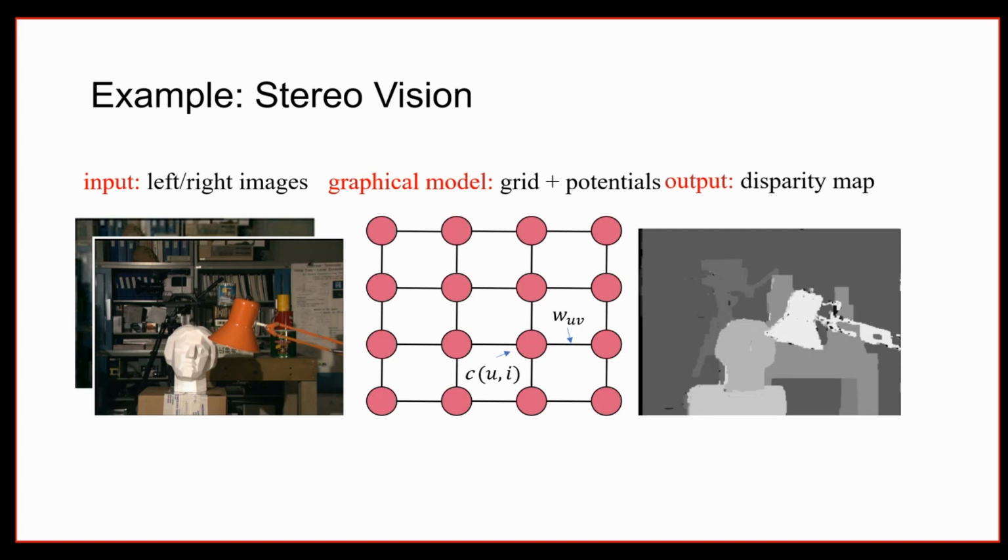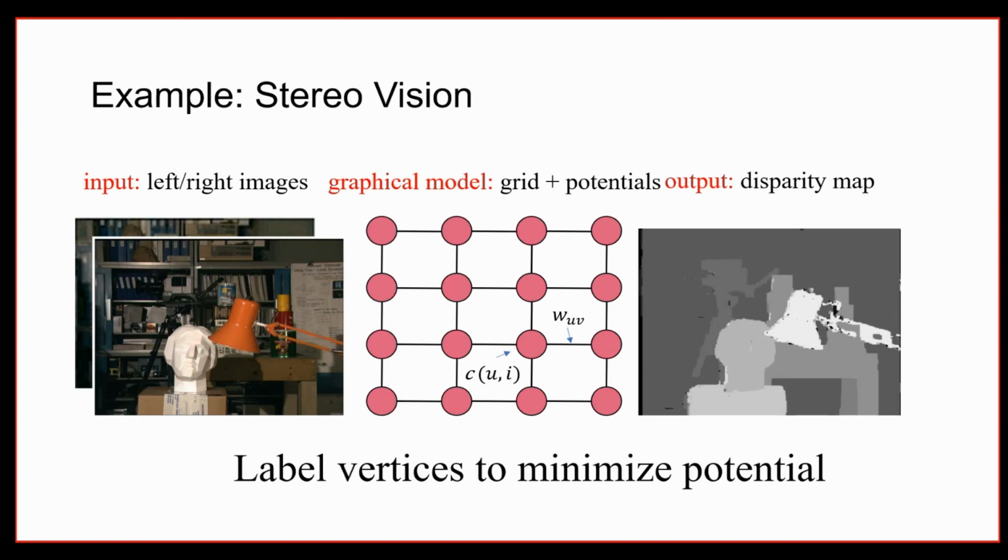And for every edge, there is a non-negative edge weight, which will be represented by W_UV. And for every vertex, we will have an associated cost, C_U(i), where i is a value between 1 to k. So for every assignment from 1 to k for this particular pixel, there is some associated cost. And our goal is to label these vertices to minimize the potential, because if you remember from the earlier probability distribution, the probability is proportional to exponent of minus this energy.